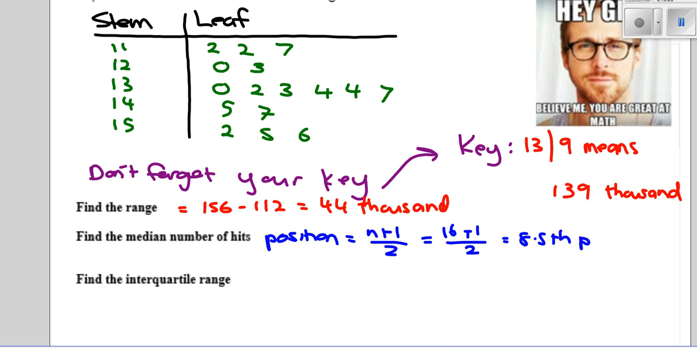Some people by mistake think that's the median, but it's just the position. And then we count up. So that means the average of the 8th number and the 9th number. So let's count up to those: 1, 2, 3, 4, 5, 6, 7, 8, and 9. You could show that you're averaging them, but you could probably easily see it's 133.5 thousand.